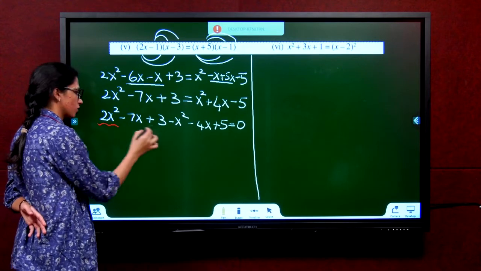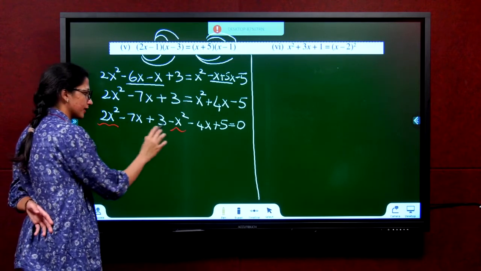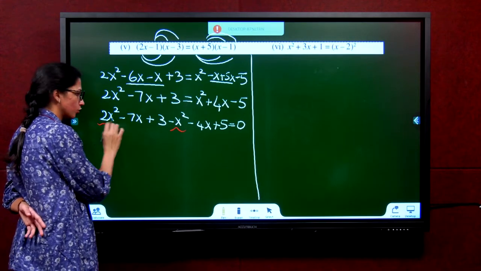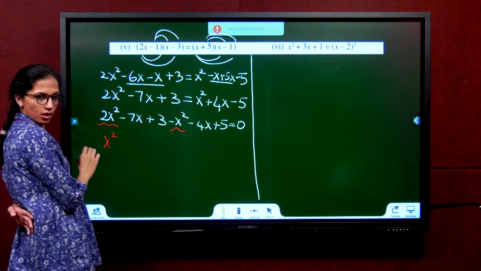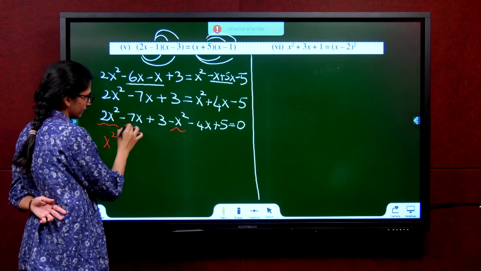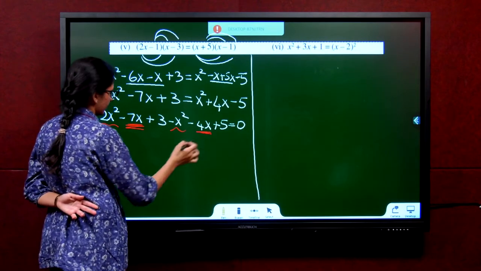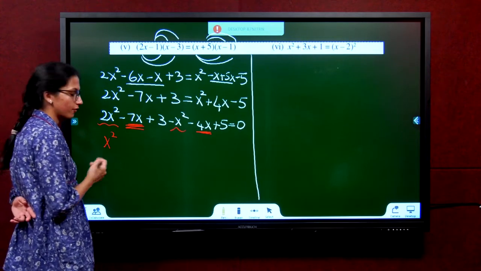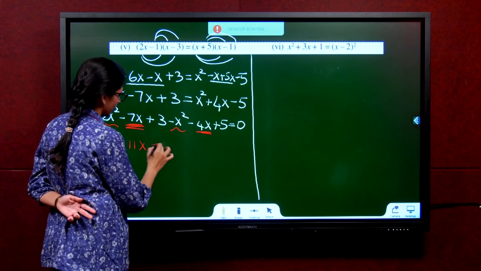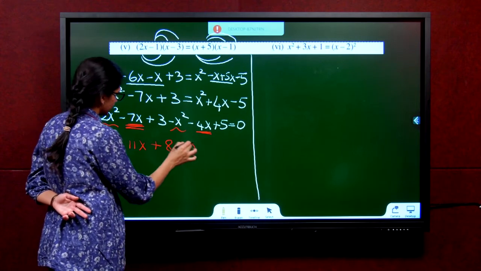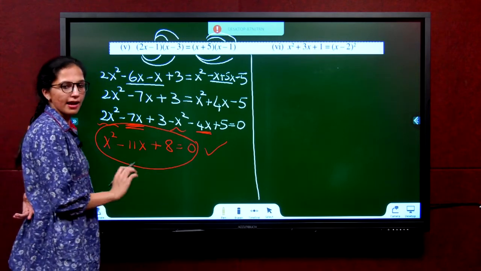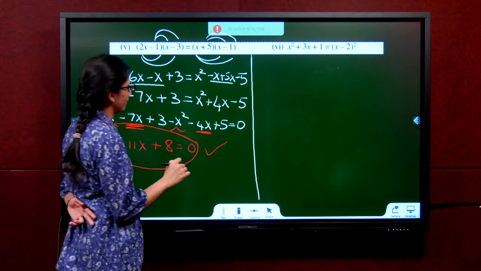So here you have x square and this is also x square. 2x square minus x square is plus x square. How? 2 minus 1, plus 1. Therefore, plus 1x square or plus x square. Minus 7x minus 4x. Minus 7 minus 4, minus 11x. 3 plus 5, 8. Is this a quadratic equation? Yes, it is. Please write the conclusion as we have mentioned before.